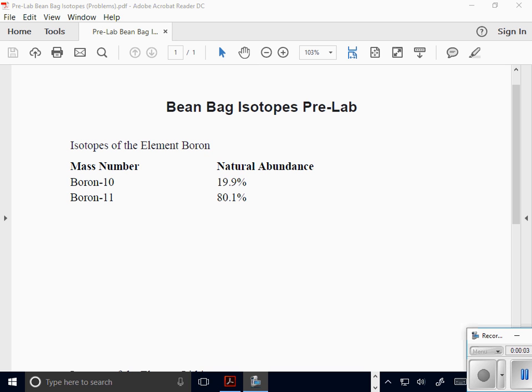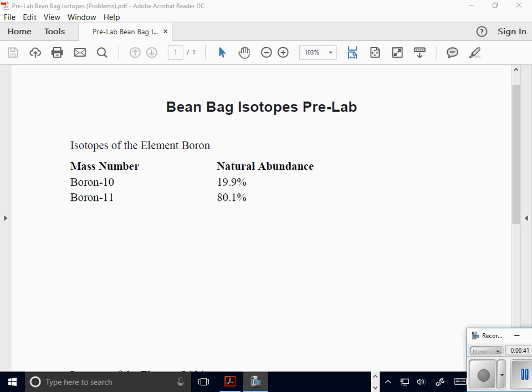With this particular problem, I have the mass number of two isotopes of boron, boron 10 and boron 11, and I have the natural abundance, so the percentage that they are present in nature. I'm going to use that value to calculate the atomic weight, and we'll see how close we are to the periodic table value for the atomic weight.